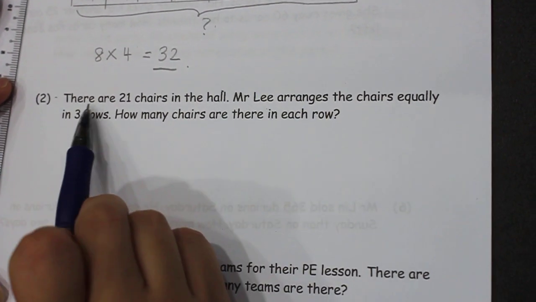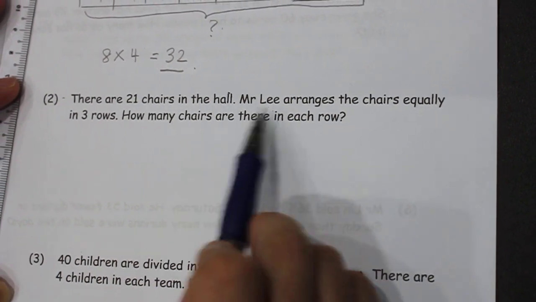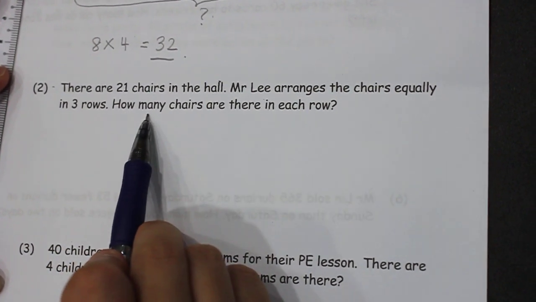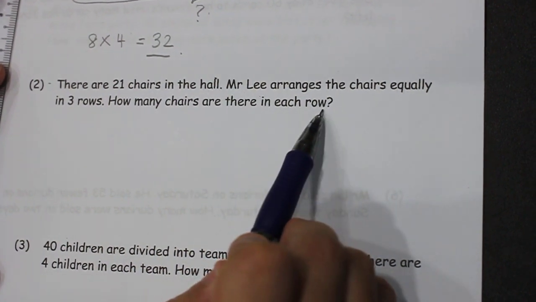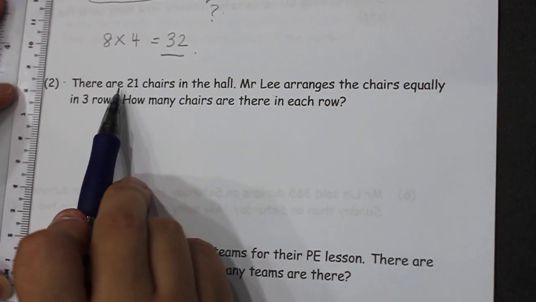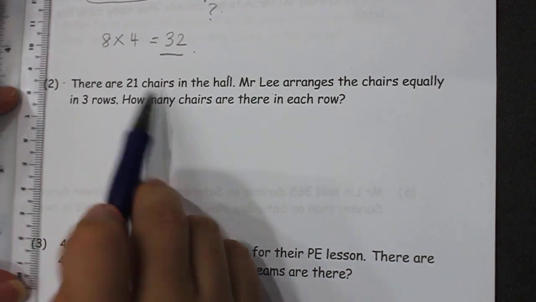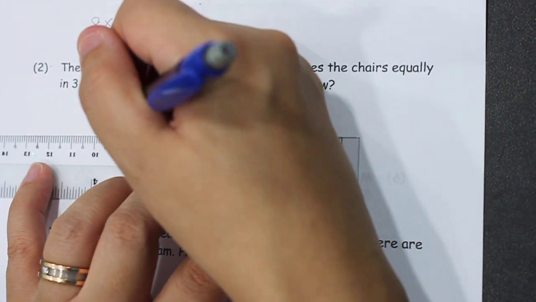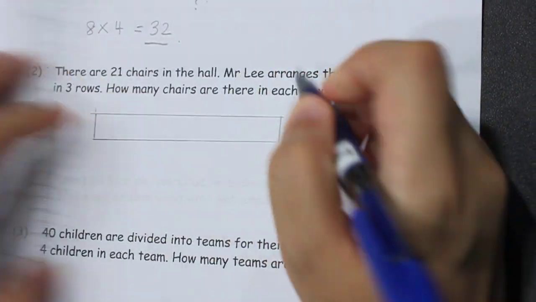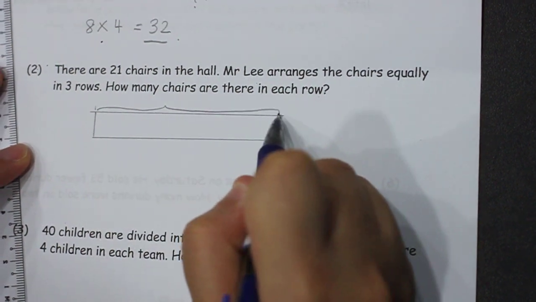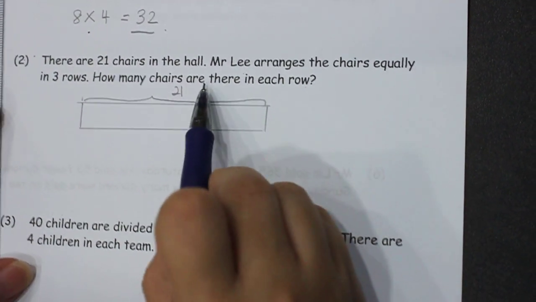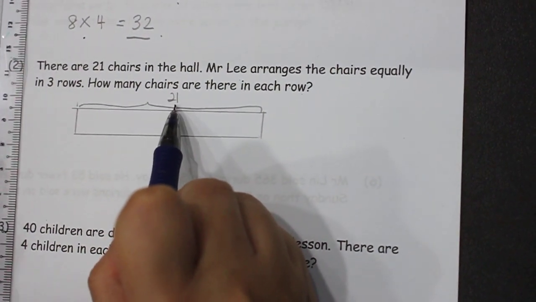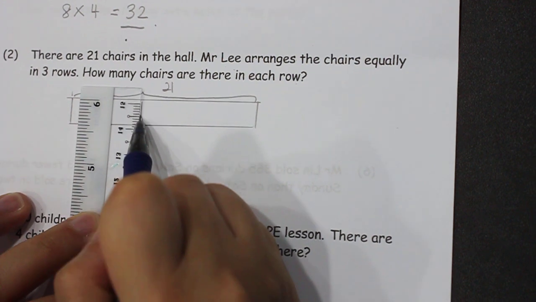Question number 2. There are 21 chairs in the hall. Mr. Lee arranges the chairs equally in 3 rows. How many chairs are there in each row? So from the question, we know that there is a total number of 21 chairs. So we are going to draw 21 chairs. Mr. Lee arranges the chairs equally into 3 rows. So we are going to put the chairs equally into 3 rows.